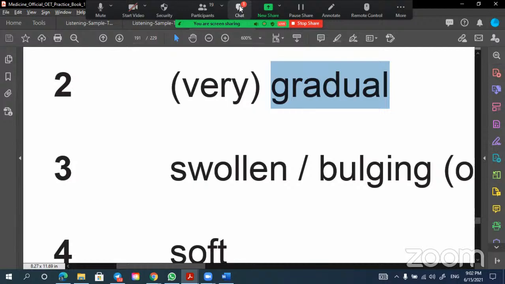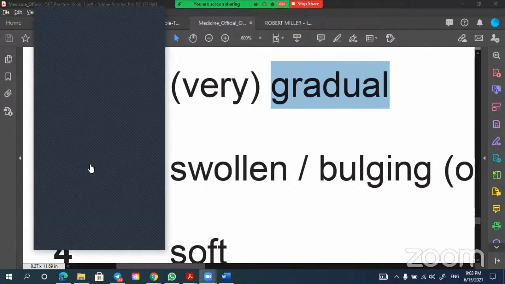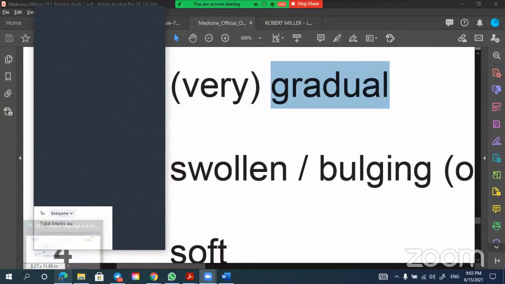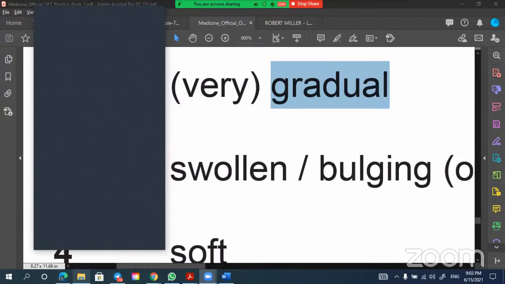Okay, so now what I want you to do is, very good. Now all of you, what you have to do is, I will bring him. Total marks out of 12. So now all of you first type your marks.